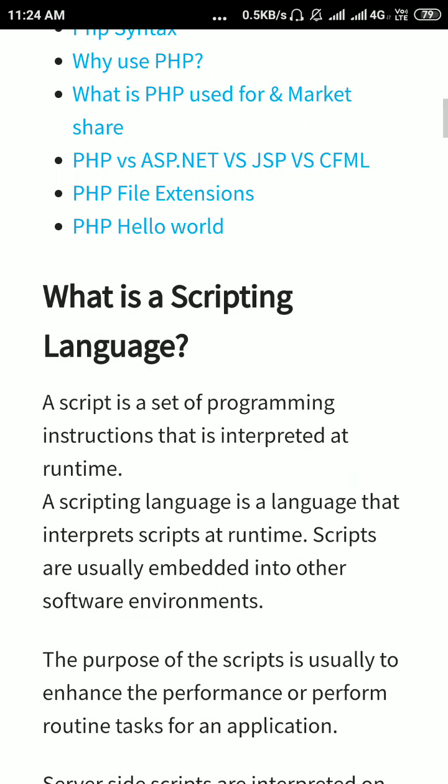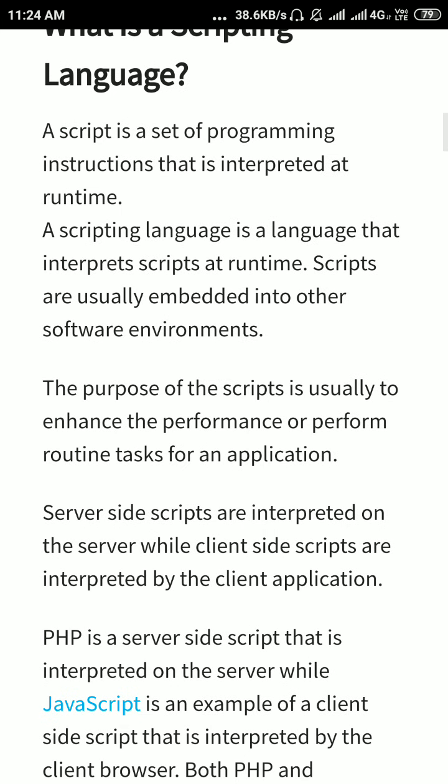So a scripting language: a script is a set of programming instructions that is interpreted at runtime. A scripting language is a language that interprets scripts at runtime. Scripts are usually embedded into other software environments. The purpose of scripts is usually to enhance the performance or perform routine tasks for an application. The server-side scripts are interpreted on the server, while client-side scripts are interpreted by the client application.